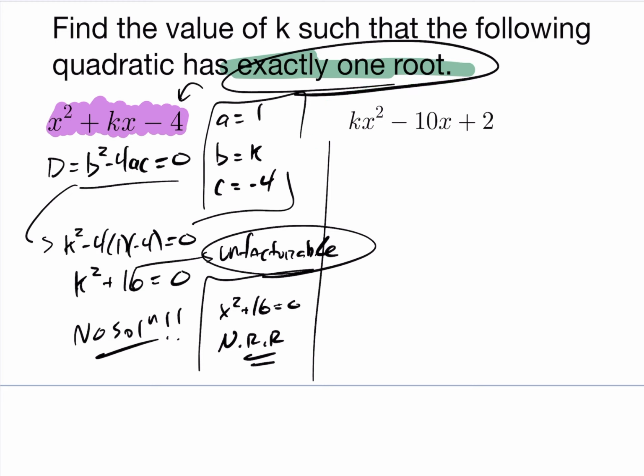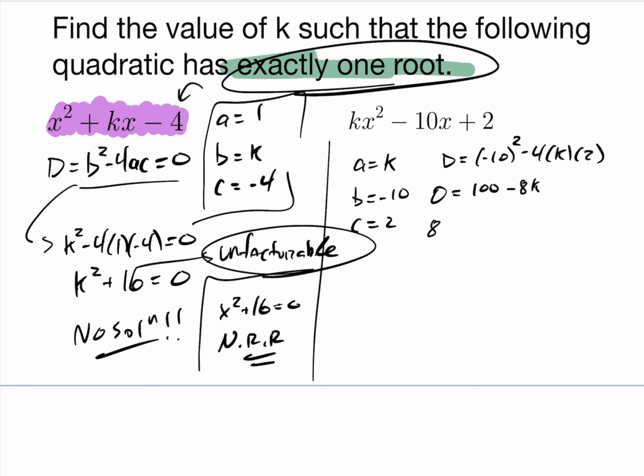Same strategy, though. For this one, I know my a value this time is k, my b value is -10, my c value is 2. My discriminant, which is equal to b squared minus 4ac, I set that equal to 0. I get 100 minus 8k, and I end up getting 8k equals 100.